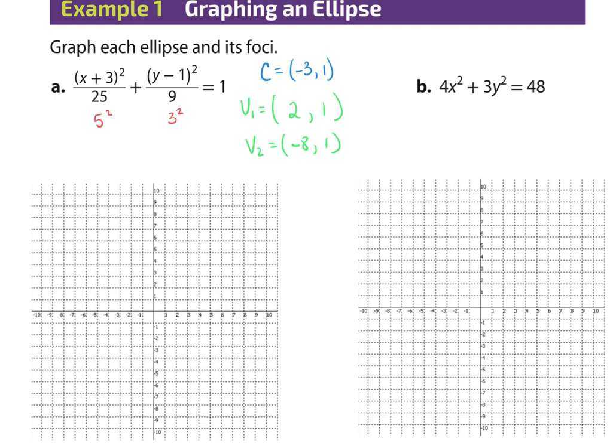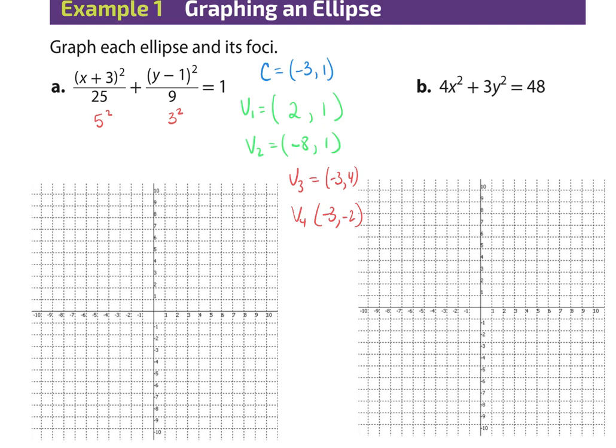Then I am going to find my covertices. Those are my minor ones, which means now instead of my X value changing, my Y value is going to change. So for my V3 and my V4, my X value is going to remain -3. My Y value is going to change based on my B. So my B here is 3. I will add 3 to my Y value. I will subtract 3 from my Y value. Fairly simple, okay? It also wants me to find my focal points, all right?